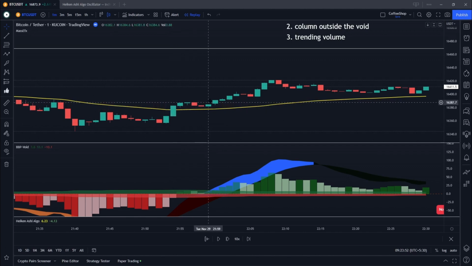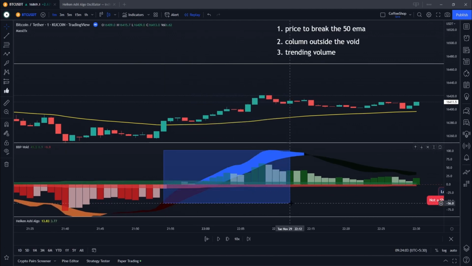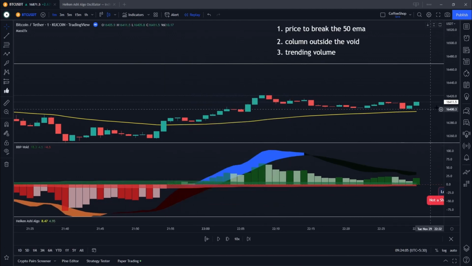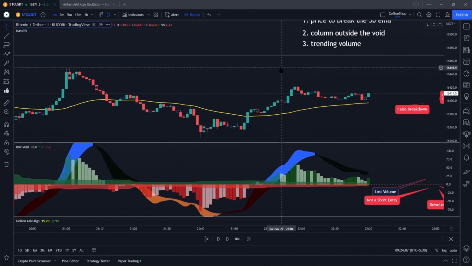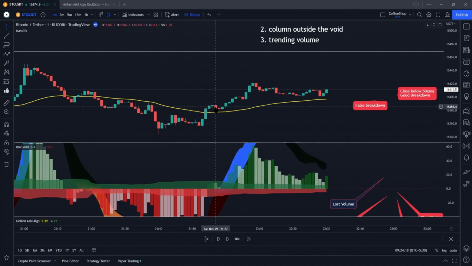You just need to be above it, okay? Then the column has to be outside the void. We're only talking about price action and the bull bear power void, okay? That's all we're talking about here. So in this case, you would have had price breaking the 50, and here you can see that a column does not break the void, right? Here it's still closing over the 50. Here you finally get a column breaking the void.